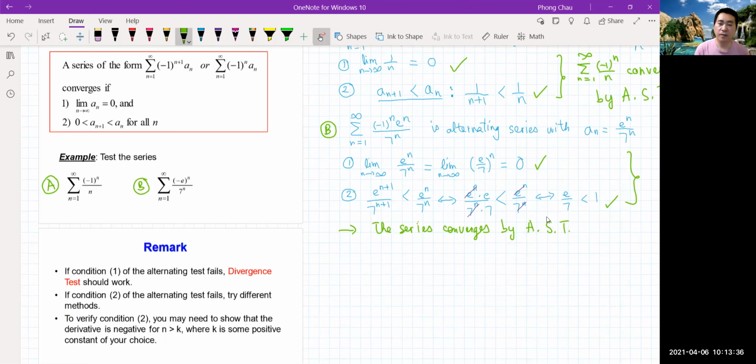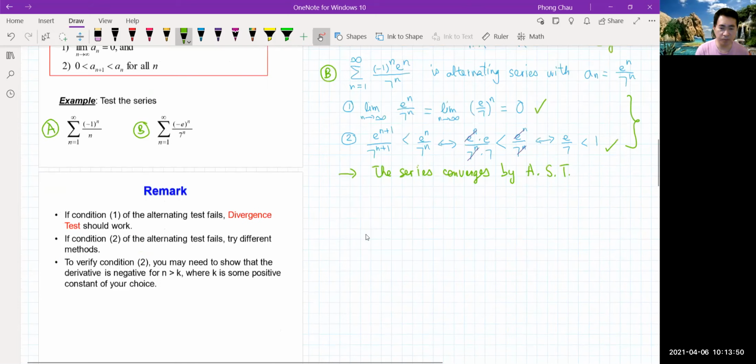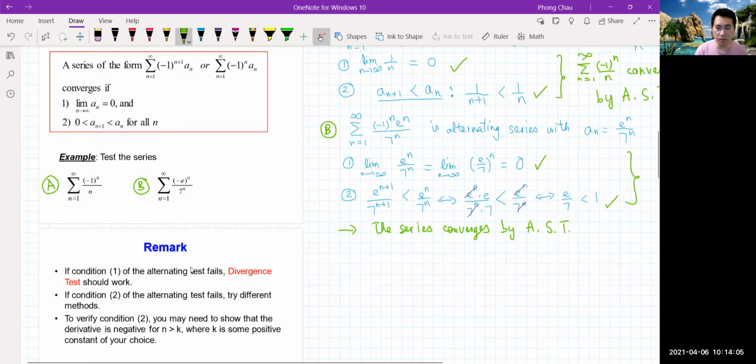Now, in the two examples that we did, the two conditions are met. The second example was a bit harder to verify. But the question is, what if these two conditions are not satisfied? So here's some remarks. Number one, if condition one of the alternating series test fails, the divergence test should work. In other words, if the limit of a sub n is not equal to 0, then the divergence test will work and the series will diverge.